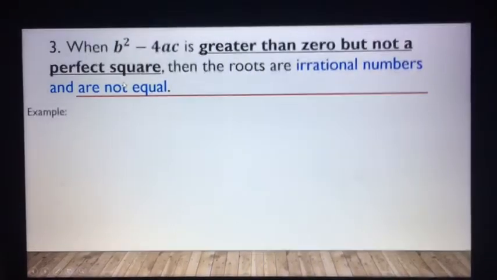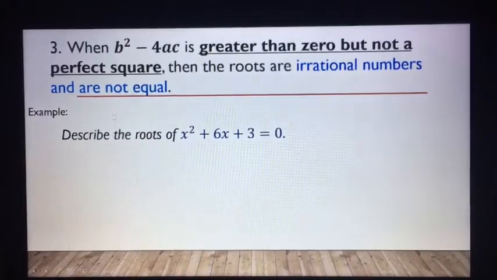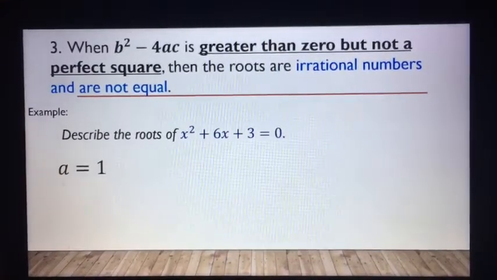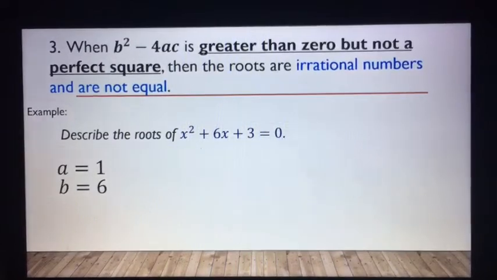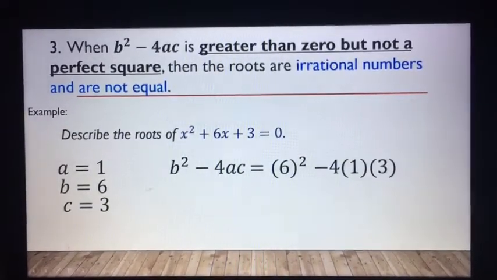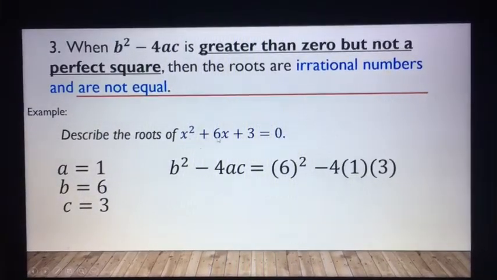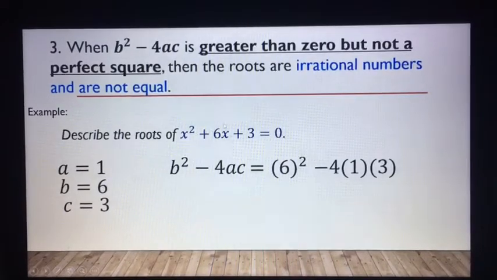So, example. Describe the roots of x squared plus 6x plus 3 equals 0. So, ano ang value ng a? Value ng a is 1, value ng b is 6, and value ng c is 3. Ito po yun siya. Dito po natin siya nanggaling. A sa quadratic term, b sa linear term, and c is our constant term.